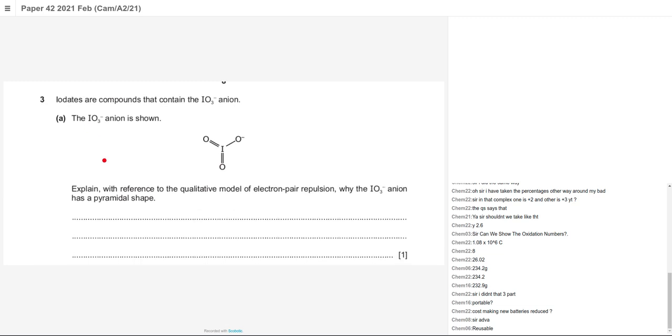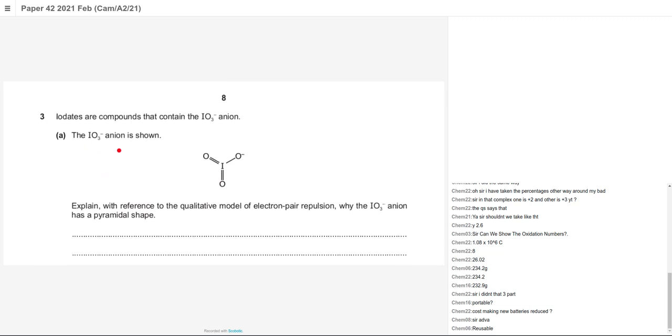Question number 3. Iodates are compounds that contain IO3- ion. Iodine here is +5, right? This is iodate(V) ion. Iodine is +5. Oxygen is -2 times 3 is -6. +5 and -6 is -1. Explain with reference to the qualitative model of electron pair repulsion why IO3- anion has a pyramidal shape.